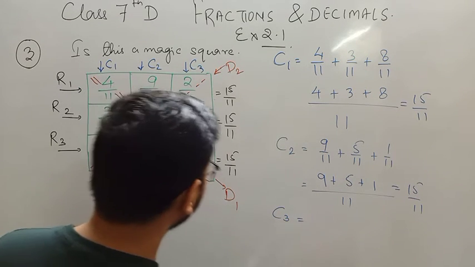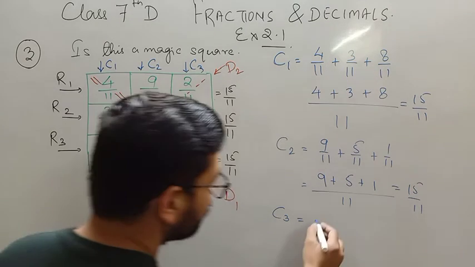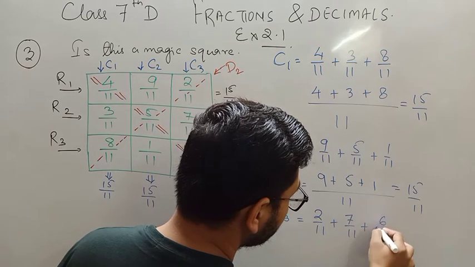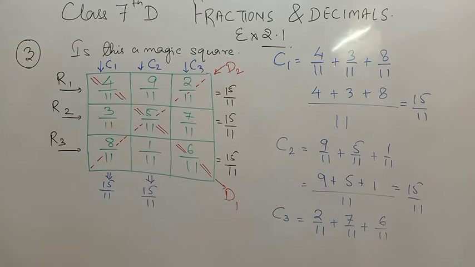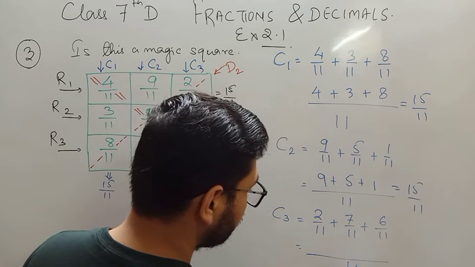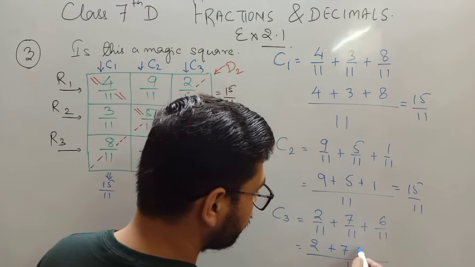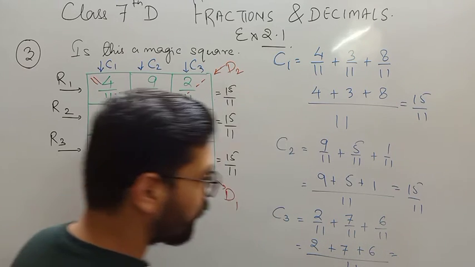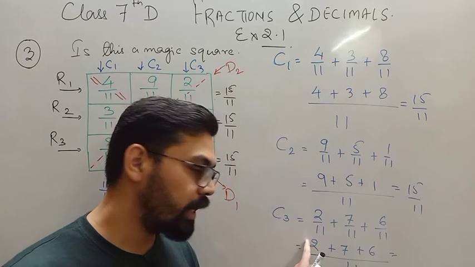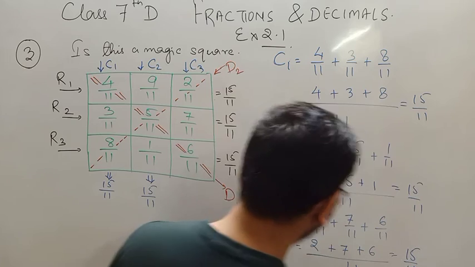Now C3. In C3 you have 3 elements, 2 by 11, 7 by 11 and 6 by 11, right? Now what is the LCM? 11. 11 ones are 11 into 2, 11 ones are 11 into 7, 11 ones are 11 into 6, right? So 6 plus 2, 8, and plus 7, 15 upon 11. Again you have the result 15 upon 11.